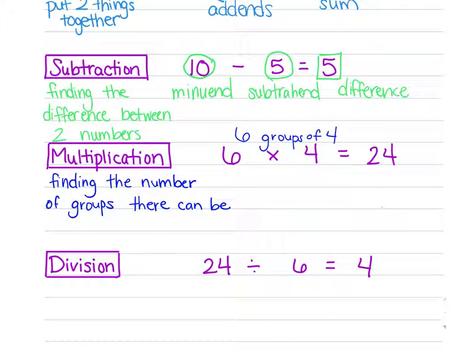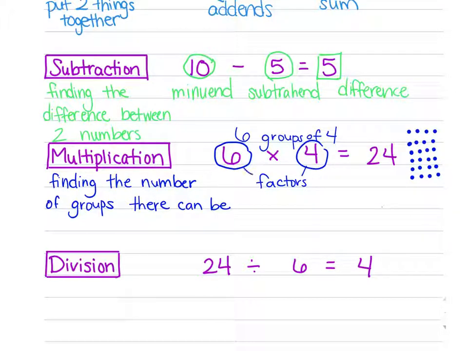In this problem, 6 times 4 means that there's 6 groups of 4. There's 1 group, 2 groups, 3 groups, 4 groups of 4, 5 groups of 4, 6 groups of 4, or 24. Now, the numbers that are being multiplied are called factors. Both of those are factors. And the answer is called the product. Product.